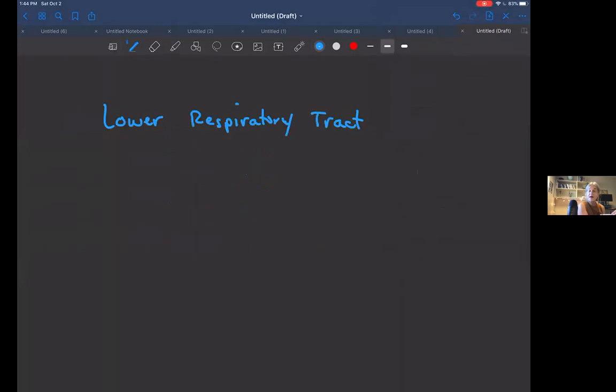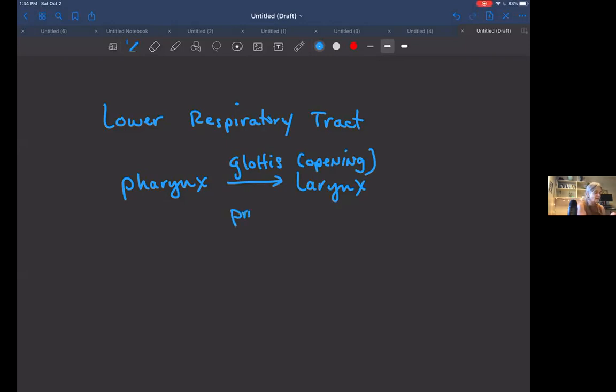Okay, so from the pharynx, we go into the larynx. As we breathe in, there is an opening called the glottis. The glottis is the opening into the lower respiratory tract, and it is protected by the epiglottis. That is a mechanical valve that prevents food from getting into the lower respiratory tract.